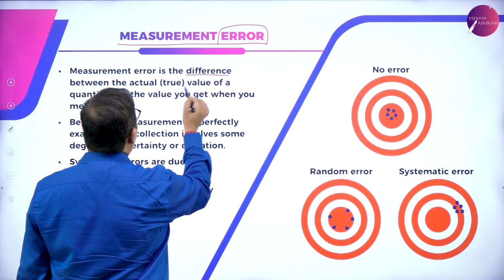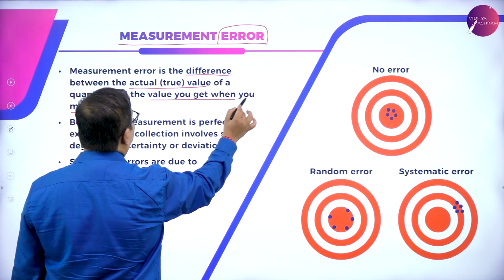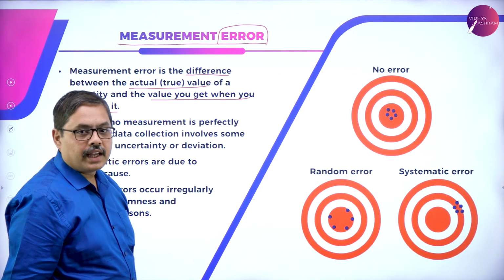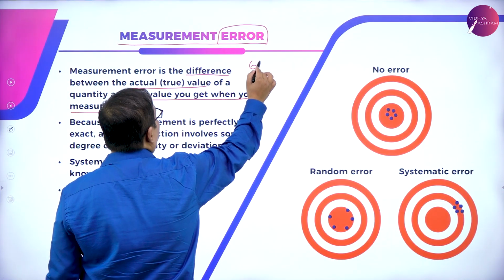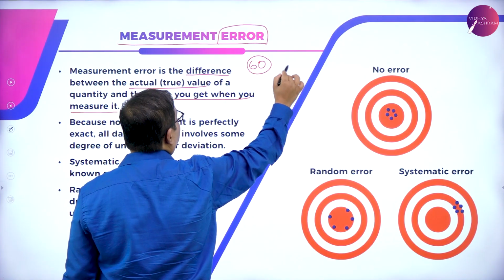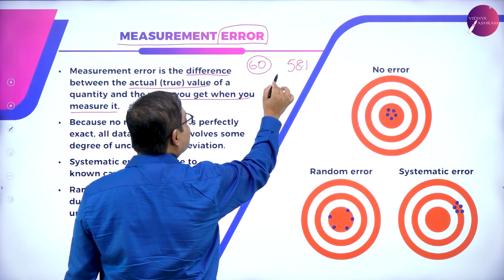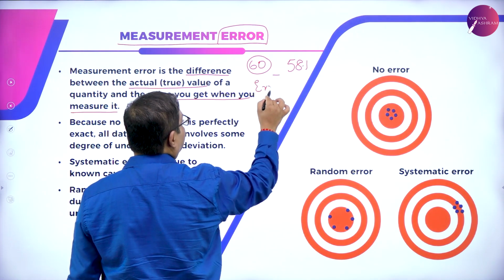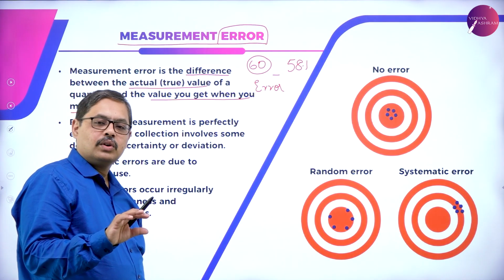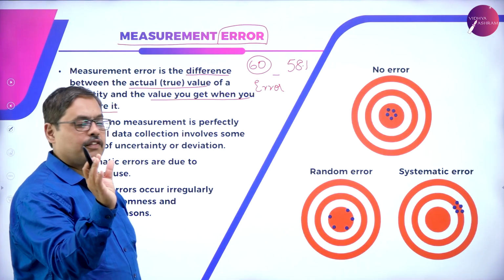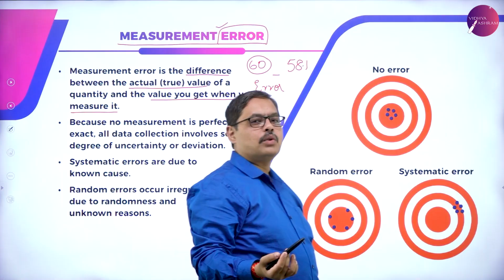It is the difference between the true value and the measured value that you get when you measure an object. In the previous example, I had told you the true value for a vehicle is 60 kilometers per hour, whereas the speedometer showed it to be around 58.1 or something like that. The difference between these two values is nothing but the error. Whatever is the true value and whatever is the measured value, the difference between those two will give you errors.